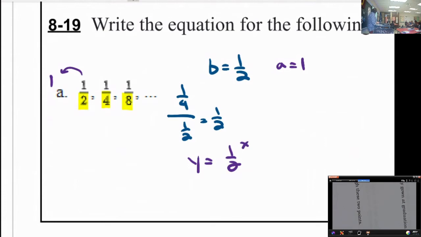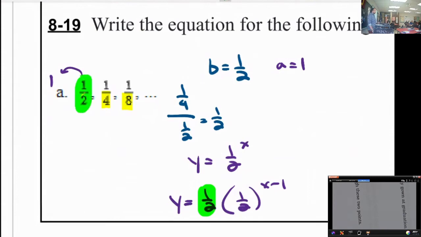Of course, if you want to skip this whole back in time one step nonsense, you can hack it a little bit and just say it's 1/2 times 1/2 to the x minus first power. This is called first term form. We glossed over it in one homework problem a while ago. It's called that because the 1/2 is the first term. Let's look at the next one.